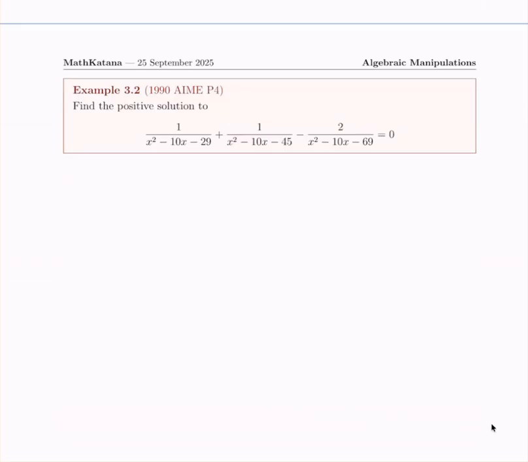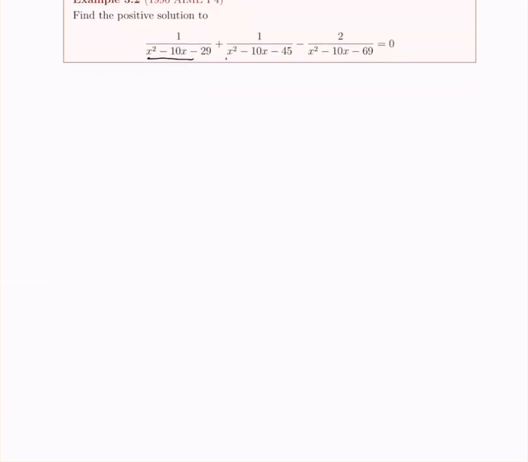It says, find the positive solution to 1 over x squared minus 10x minus 29, plus 1 over x squared minus 10x minus 45, minus 2 over x squared minus 10x minus 69 is equal to 0. Now, this problem is a great example of substitution. So this is motivated because we can see the x squared minus 10x on all three of these. So if we try to multiply everything out, then that would be horrendous because there's a bunch of x to the power of 6 and x cubed coefficients, etc.